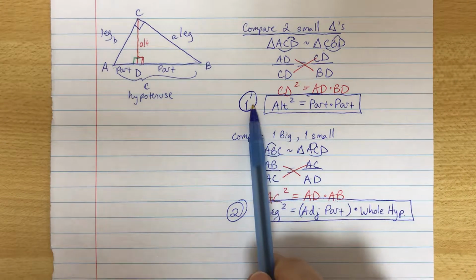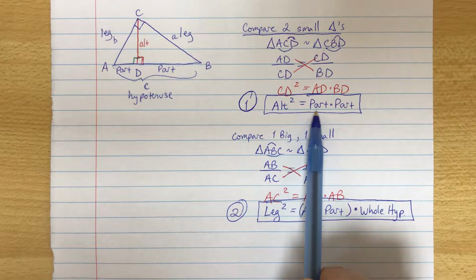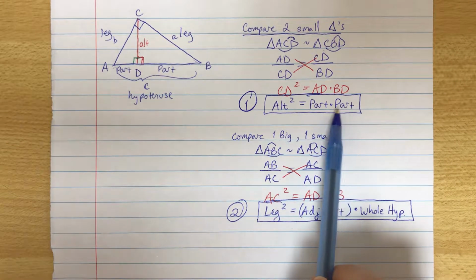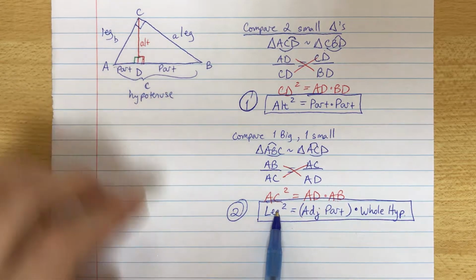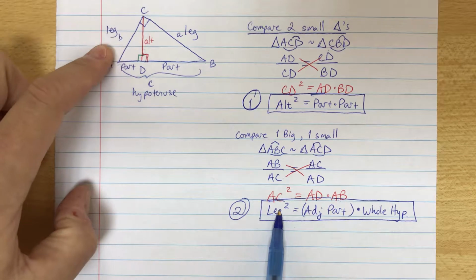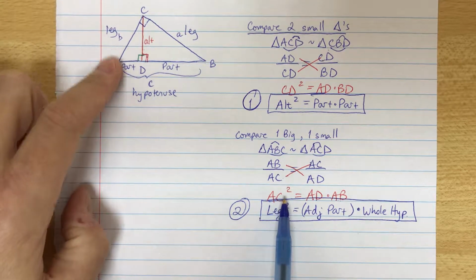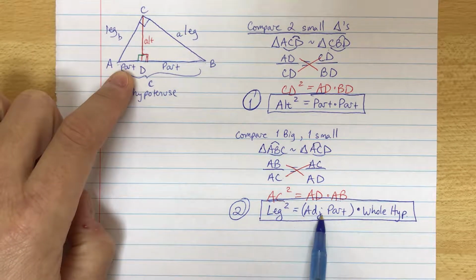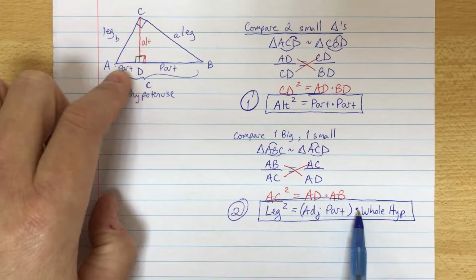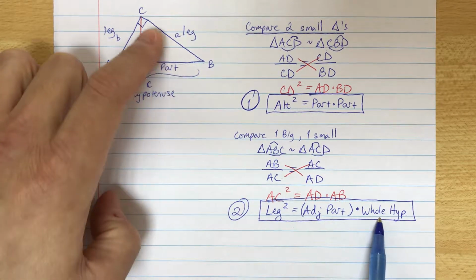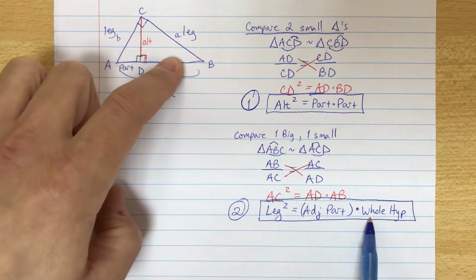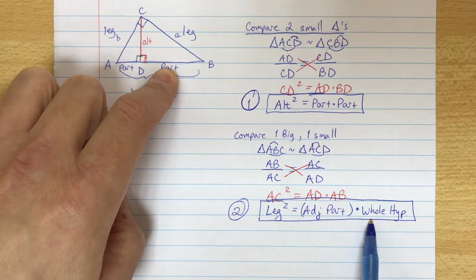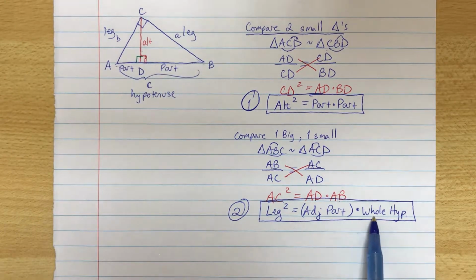And that is formula number 2. So we've got formula number 1, altitude squared equals part times part. It's the product of these two parts. Product is multiply. The leg squared, the length of this leg, is equal to the part next to it, the adjacent part, times the whole hypotenuse. Now, if we had done the length of CB, if we use this leg, then this becomes the adjacent part. So it depends which leg you're using.